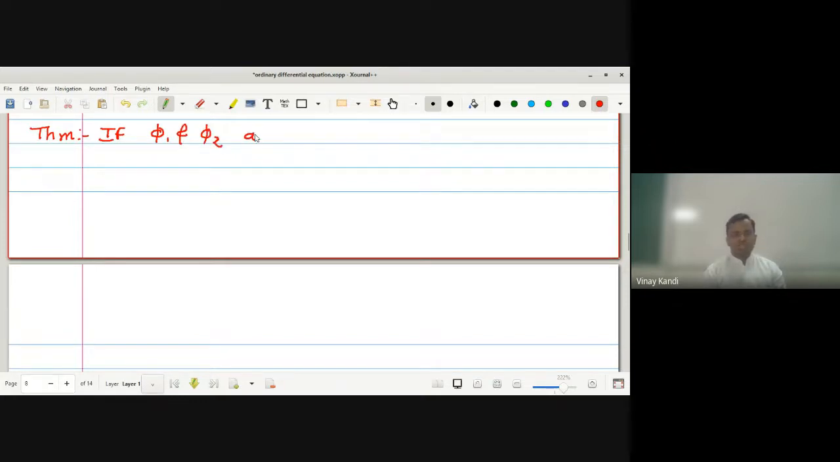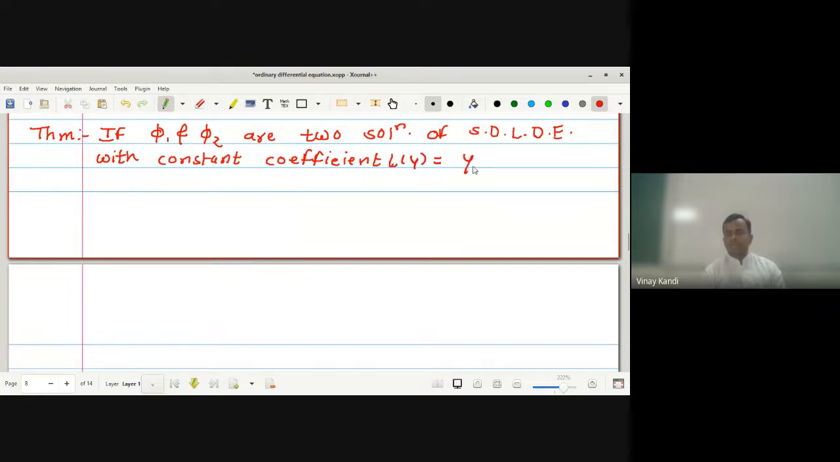If phi 1 and phi 2 are two solutions of a second order homogeneous linear differential equation with constant coefficients, L of y equals y double dash plus a1 y dash plus a2 y, which is equal to 0, then we have to show that their linear combination of phi 1 and phi 2 is again a solution of L of y.